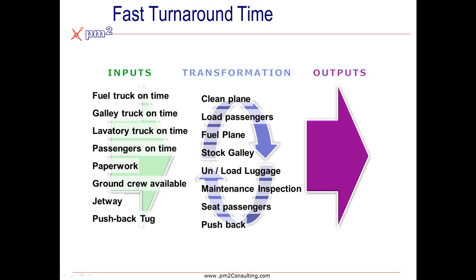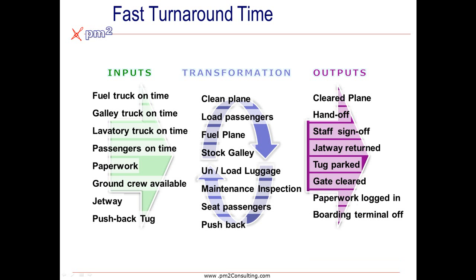We could also look at the transformations. We could list off all the things we do to convert those inputs into outputs. So things like actually cleaning the planes, actually loading the passengers, actually fueling it, and so forth. Likewise, there's a series of outputs. Things like, have we handed off the plane? Have we retracted the jetway? Have we parked the pushback tug? Have we cleared the gate? All those things are output indicators.